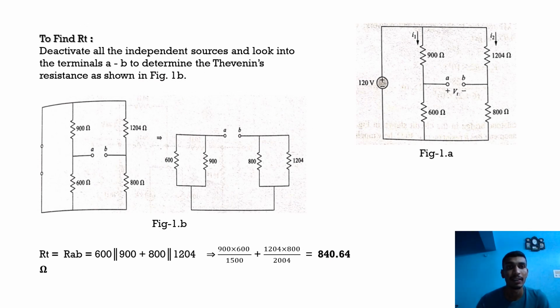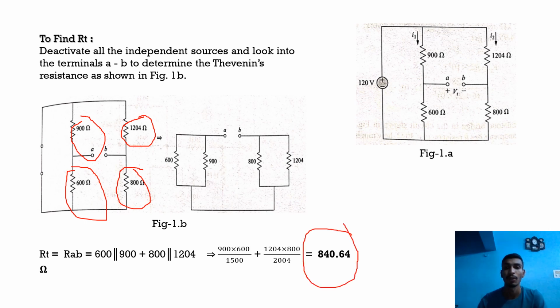To find the Thevenin's equivalent resistance, we deactivate all the independent sources and look into the terminals AB to determine Thevenin's resistance as shown in figure 1b. So we find the resistance Rab. Here we can see that 600 ohm is in parallel with 900 ohm. We find the resistance of these two in parallel, and then add the resistance of 800 ohm and 1204 ohm. The Thevenin's equivalent resistance is approximately equal to 840.64 ohm.